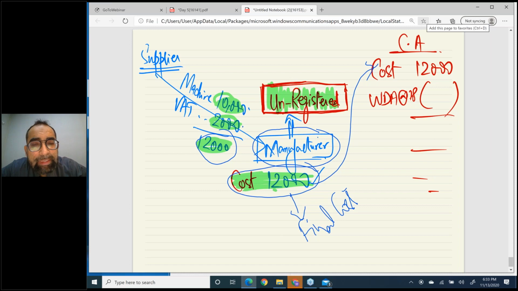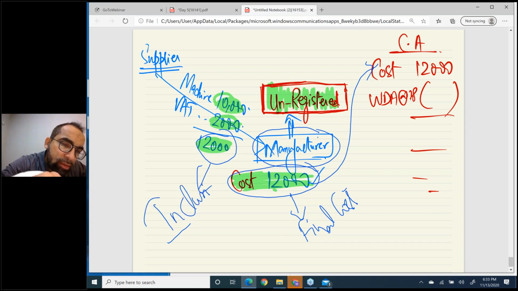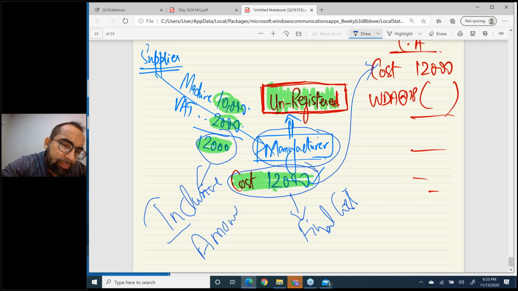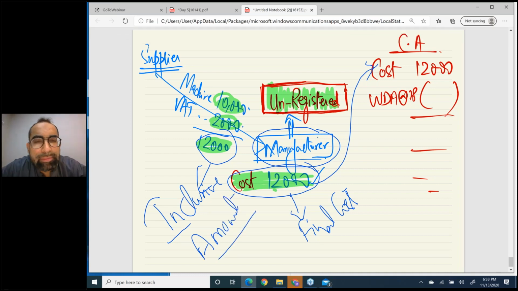Okay. So if you are active, you can make a summary that for unregistered guys, the cost is always inclusive amount. This 12,000 is inclusive amount. So two summaries you have. If you are registered, then you will claim capital allowances on exclusive amount. If you are unregistered, then you will claim capital allowance on inclusive amount.